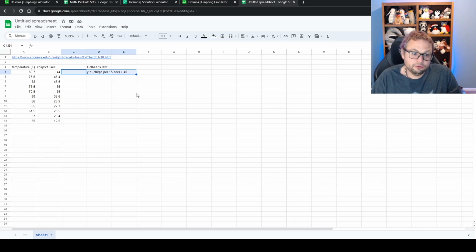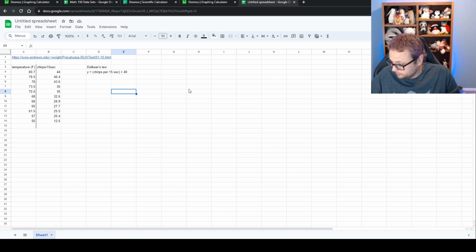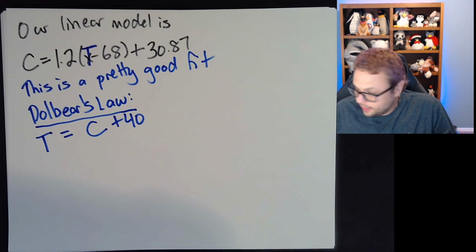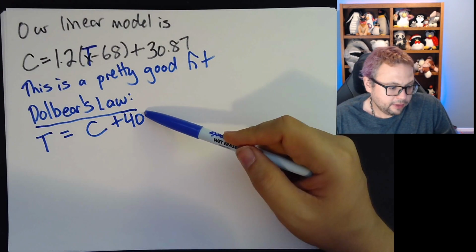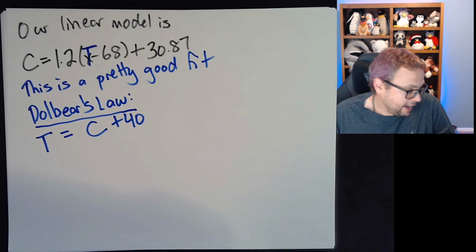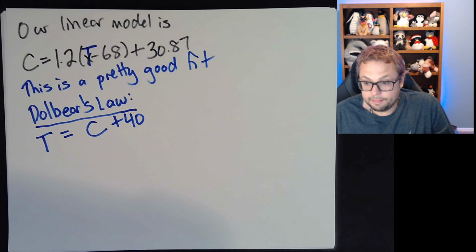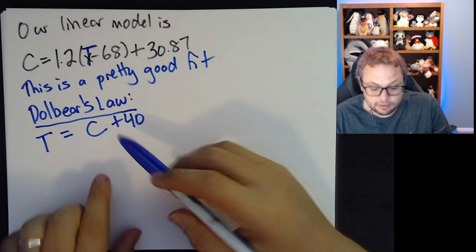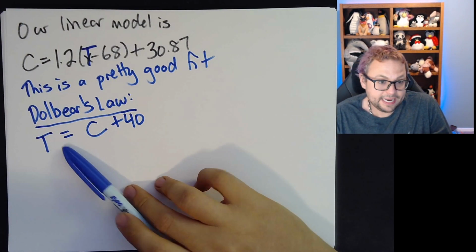Now, if you look at the original spreadsheet, you'll see that it gives you something called Dolbear's law. And Dolbear's law says that the temperature in Fahrenheit is equal to the chirps plus 40. Now, who is this for? This is for hikers. Because if you're out hiking in the middle of nowhere and maybe you don't have a thermometer on you, you probably do have a phone that can keep track of the number of chirps a cricket makes in 15 seconds, and you can use that to estimate what the temperature in Fahrenheit is.